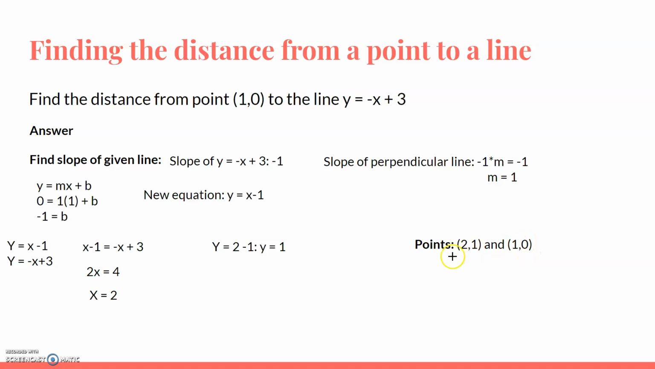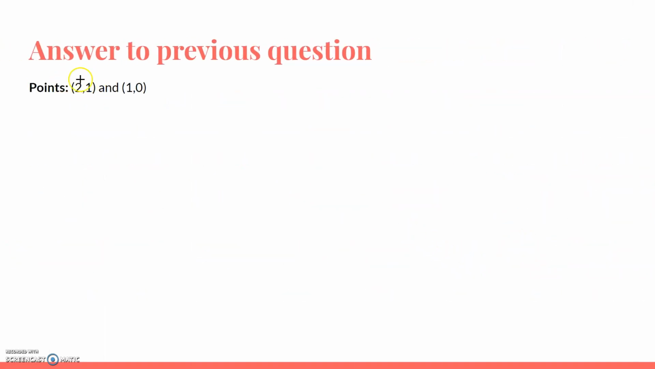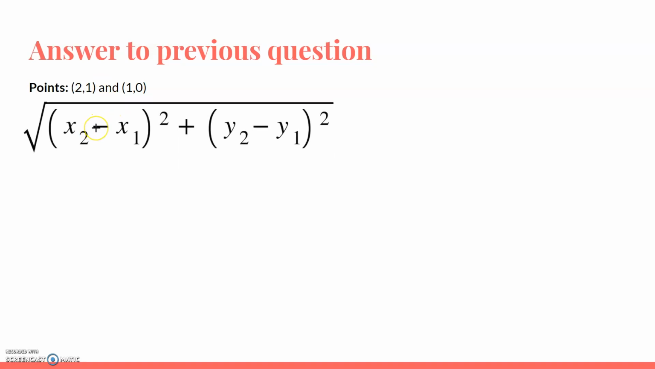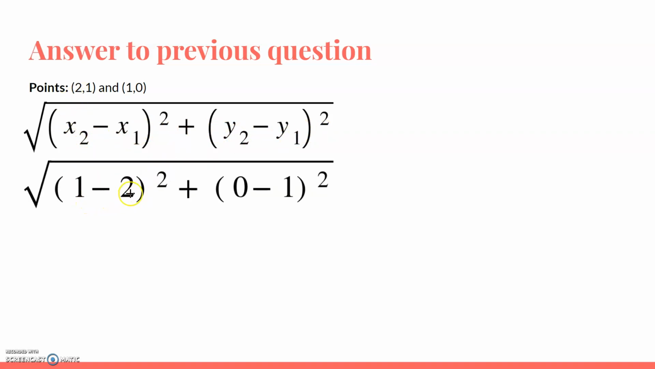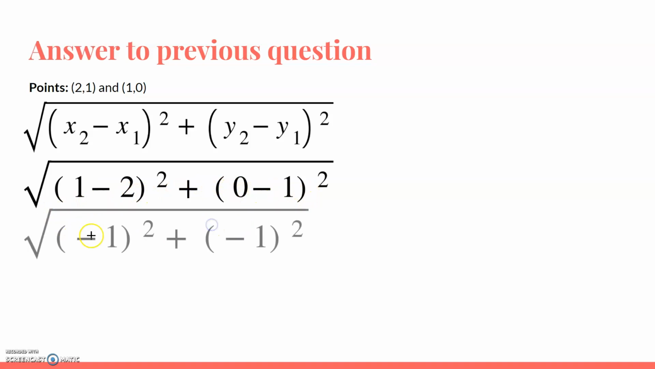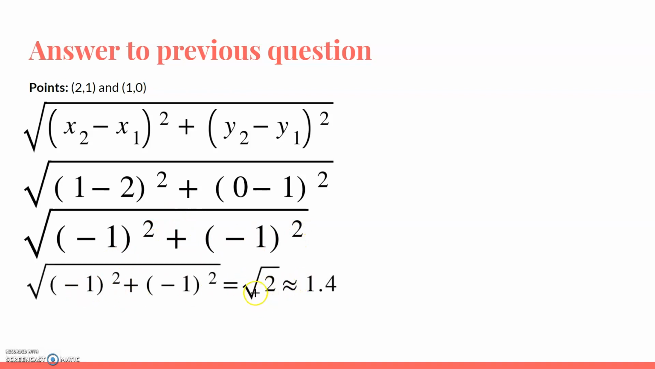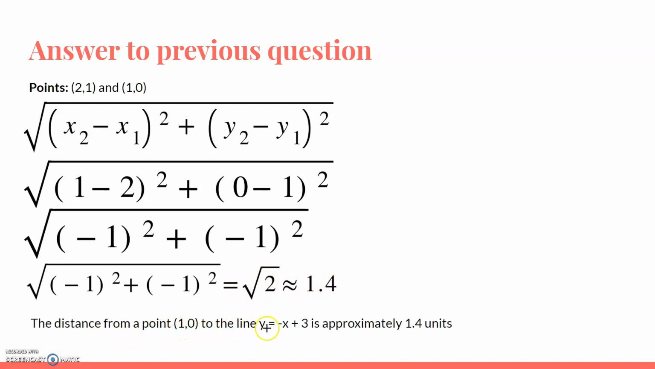Now to find the distance between them. And by the way, this is the point where the second line intersects with the first line, just for you guys to know. And then now we're going to do our distance formula, the square root of x2 minus x1 squared plus y2 minus y1 squared. Let's plug in our x and y values, 1 minus 2 squared plus 0 minus 1 squared, and then -1 squared plus -1 squared, which gives us the square root of 2, which approximately equals 1.4. So the distance from the point (1, 0) to the line y is equal to -x plus 3 is approximately 1.4 units.